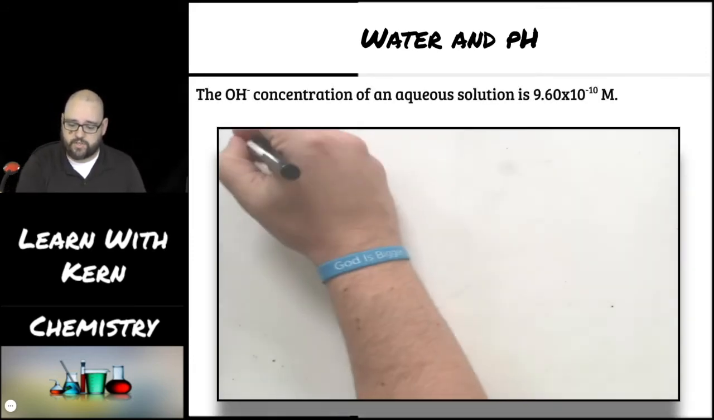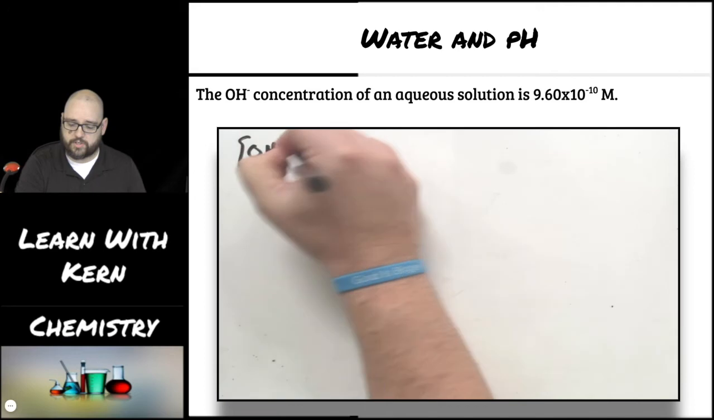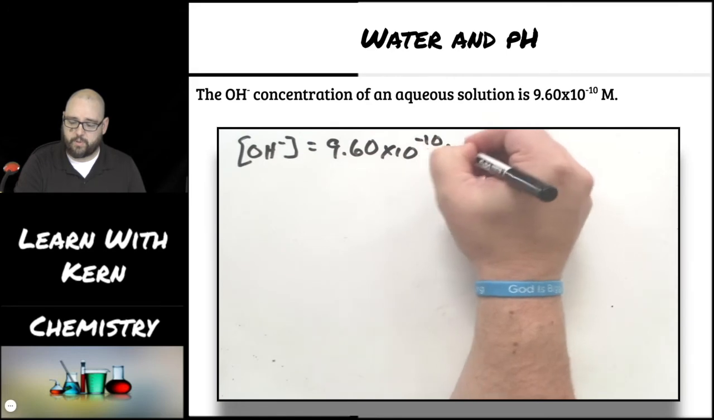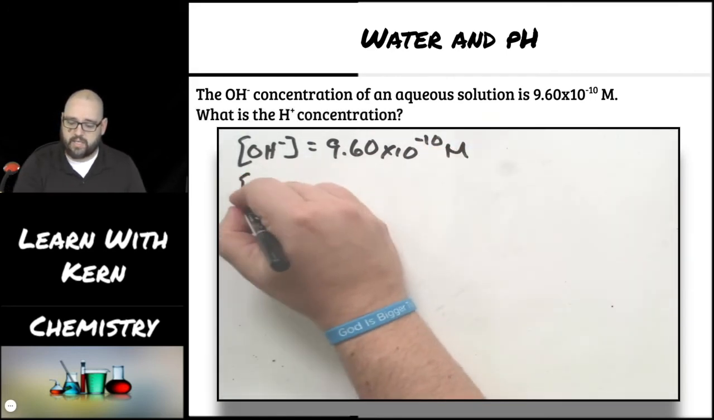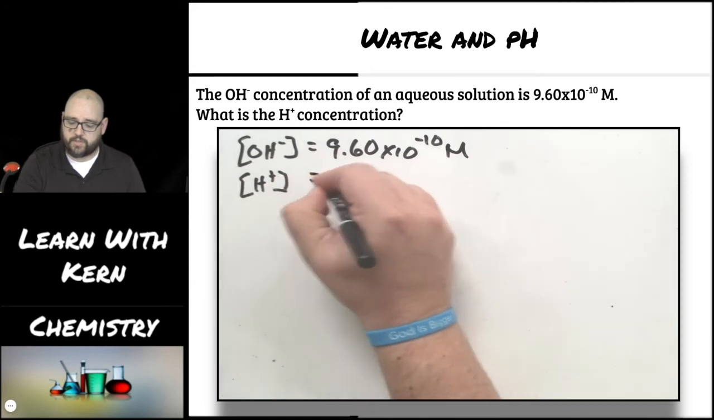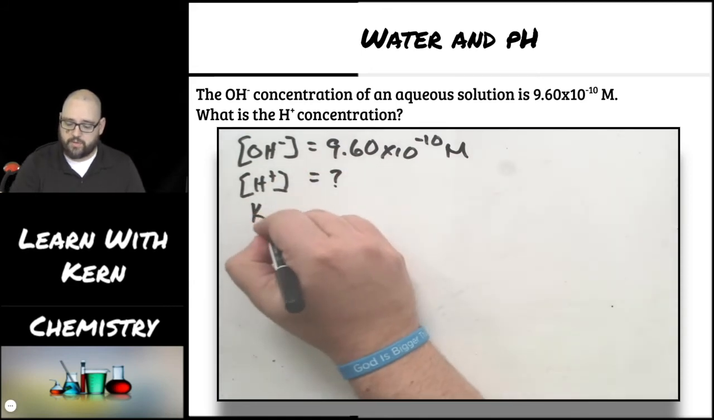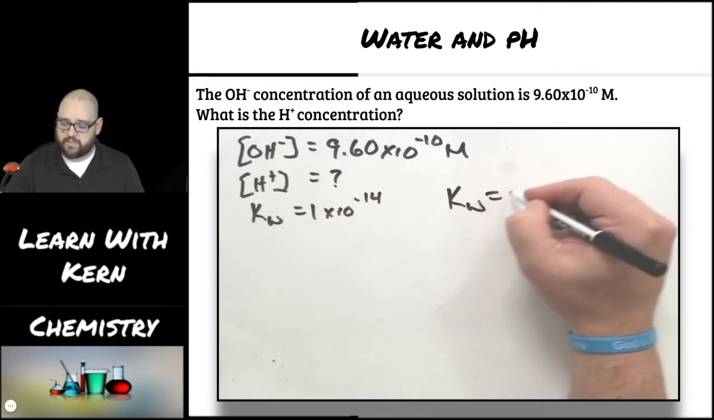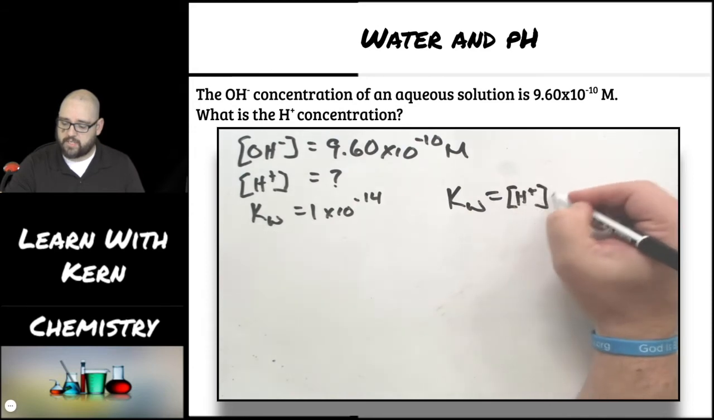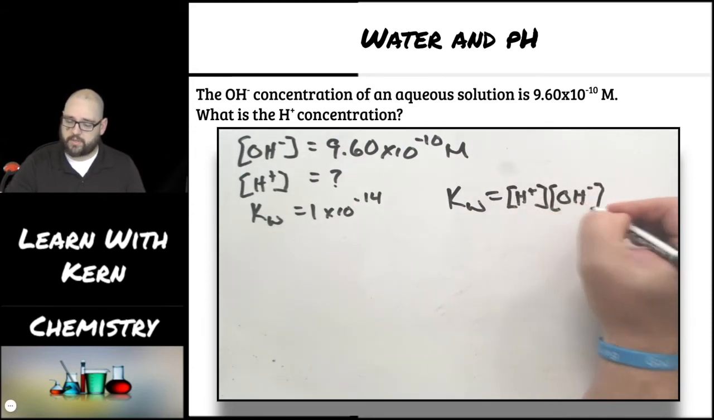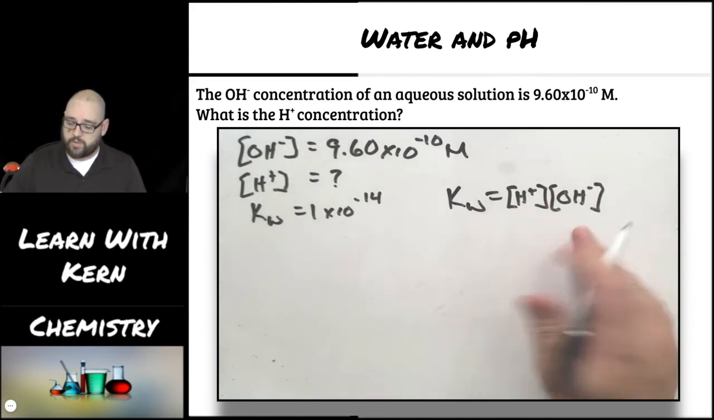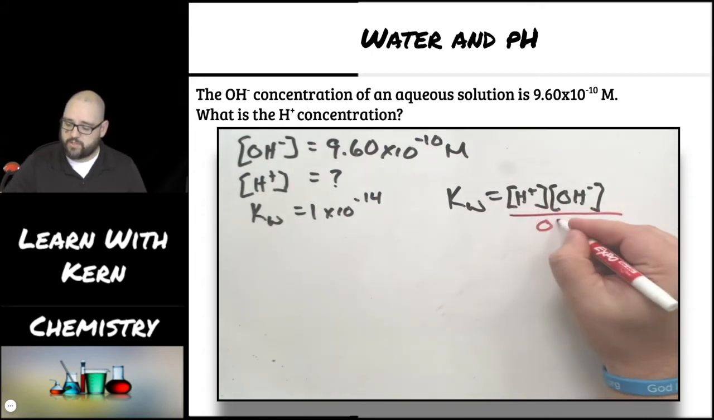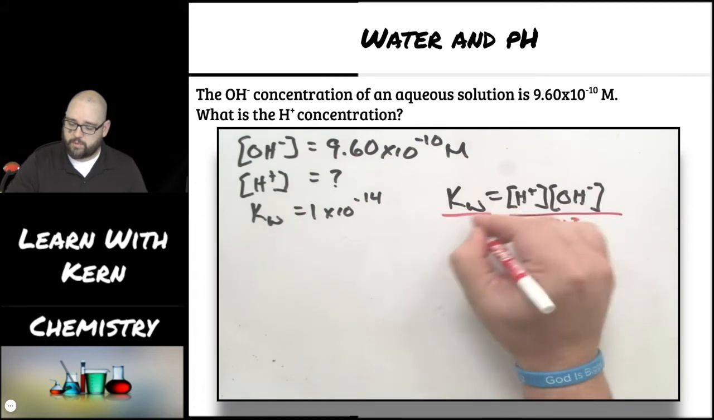The OH concentration this time, now I have my OH minus concentration, is 9.60 times 10 to the negative 10th molar. The question wants to know what is the hydrogen ion concentration. Well, we're still going to have to know that Kw is 1 times 10 to the negative 14, and Kw is still the H plus concentration times your OH minus concentration. And so now I'm going to, again, solve my equation for what I'm looking for. So I'm going to divide both sides by OH minus this time, because I'm looking for H plus.